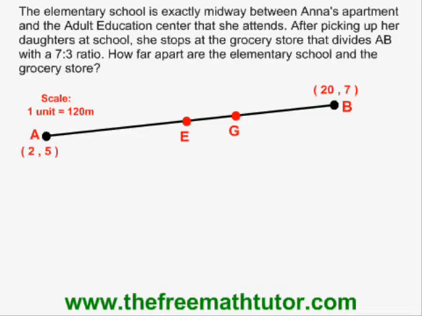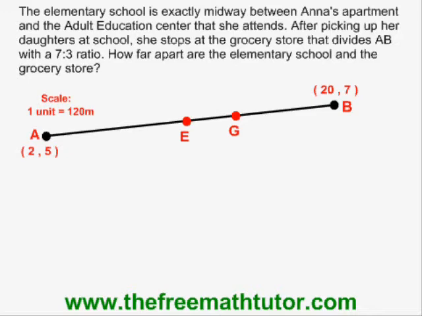In this problem, Anna is a student at an adult education center. She has to go home after school to her apartment. The adult ed center is at point A and the apartment is at point B. On the way home, though, she has to stop at the elementary school to pick up her daughters. The elementary school is found at exactly the midpoint of straight line AB.